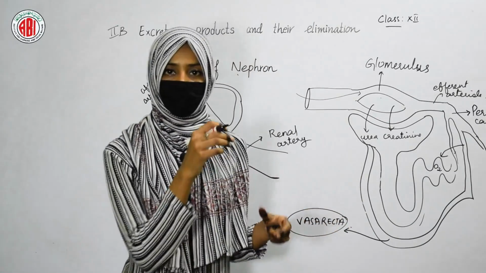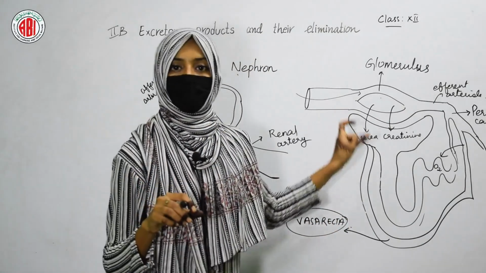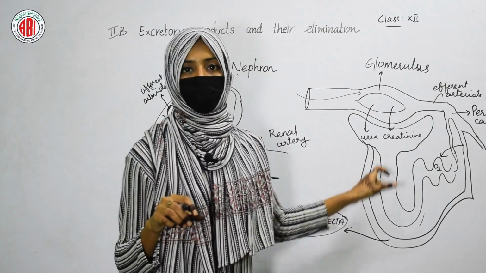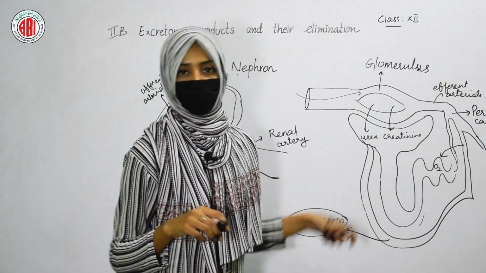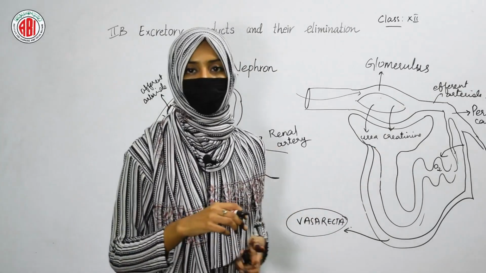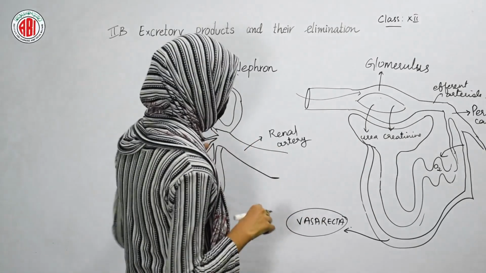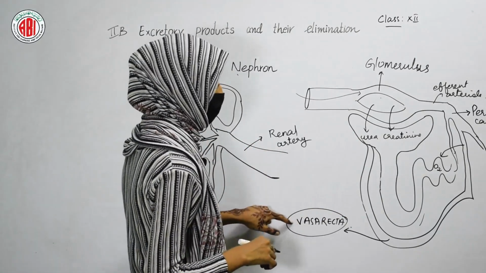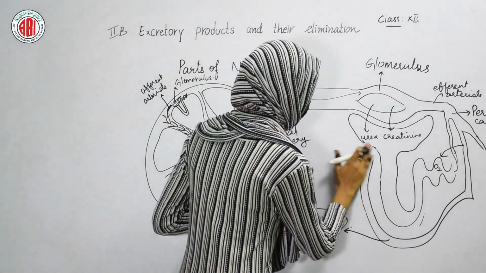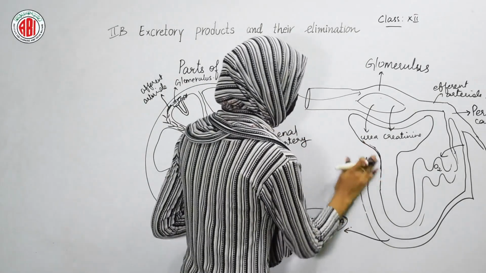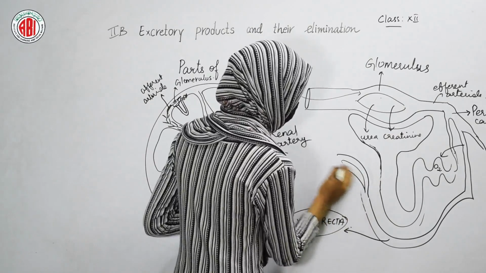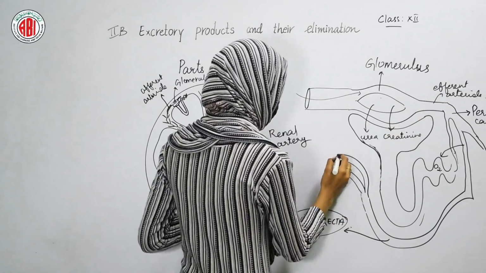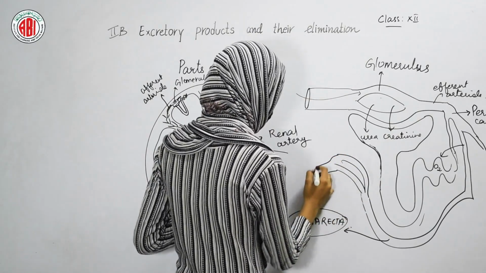Loop of Henle is a U-shaped tube, right? So the peritubular capillaries are also U-shaped, just to supply the oxygen to the loop of Henle. We call this peritubular capillary the vasa recta. And these peritubular capillaries join together and open into a common vein.